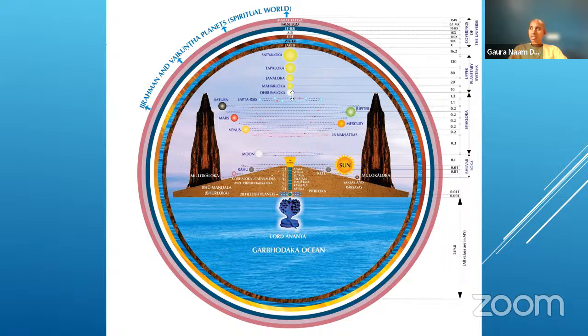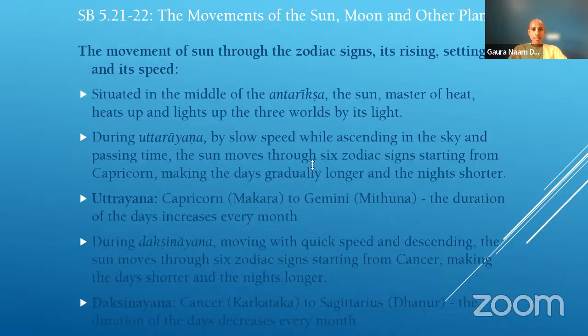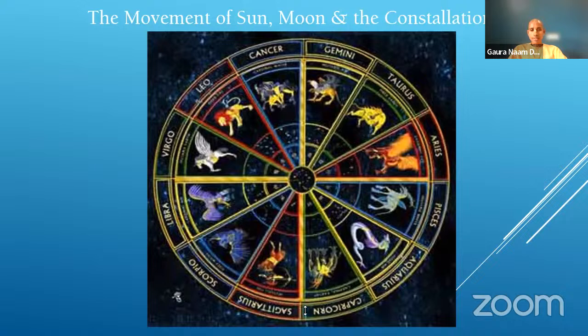Only the pole star, Dhruva Loka, Dhruva Nakshatra, will not move. That is a fixed location. All other stars we observe as moving. So this is how we are observing. Now there is a variation in the speed of how the stars move and how the sun moves. So this is Kala Chakra.